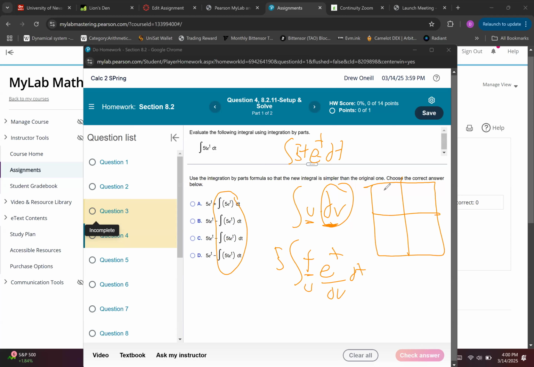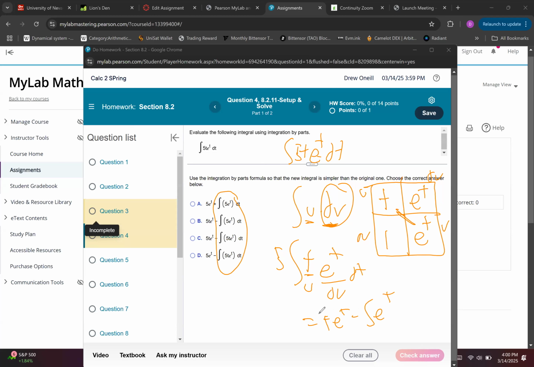We have u, which is t. du is 1. Actually, this is u, du. This is dv, e to the t. And then to find v, we have to take the antiderivative of dv. What's the antiderivative of e to the t? It's just e to the t. And then we plug into our formula. So we get t e to the t, uv, these two, minus the antiderivative of this times this, which is this. We have a 5 out here.